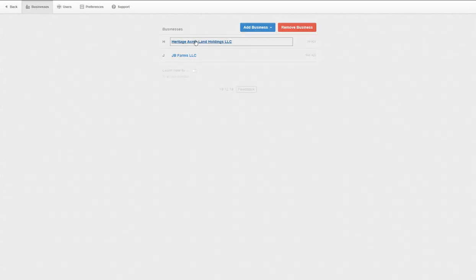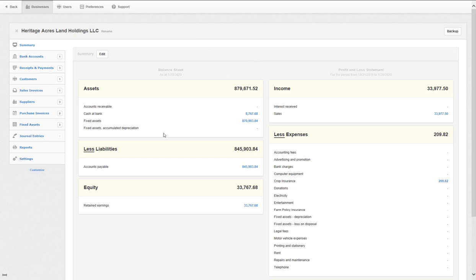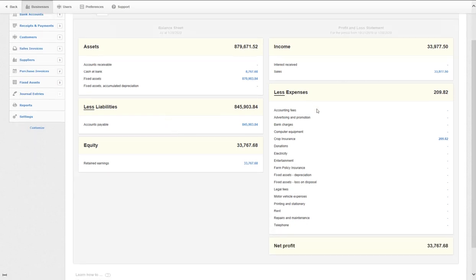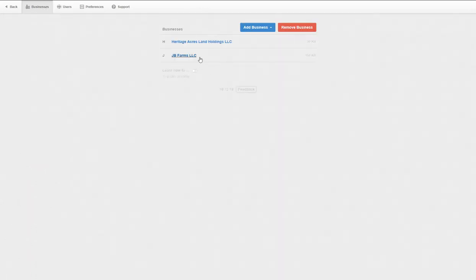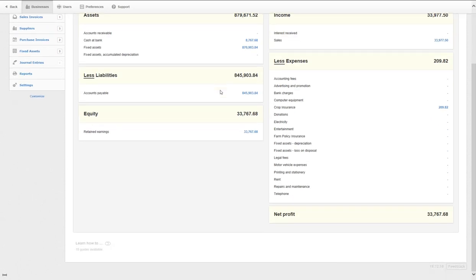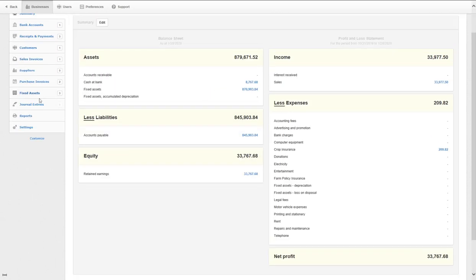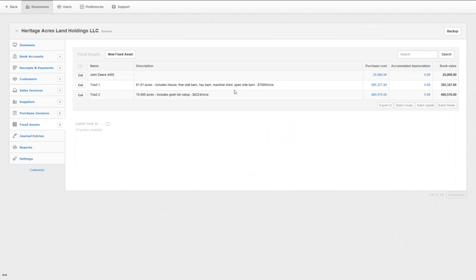Then the other business is Heritage Acres Land Holdings, and again, it's pretty much all the same thing. Heritage Acres is my land holding company. They just own some acreage, and as JB Farms here, as this company here, I am the tenant farmer, and I share crop with Heritage Acres Land Holdings. So theirs is a much smaller account on here, just owning a little bit of acreage in their fixed assets and one tractor. That's it. That's about all they own, and they don't have many expenses or nothing.